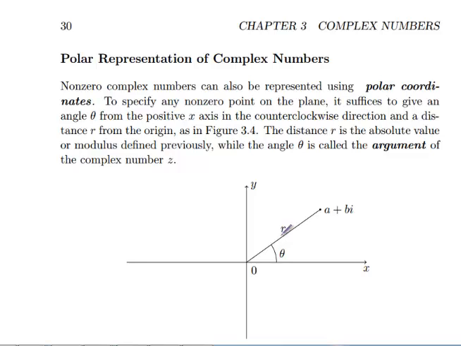r is called the absolute value or modulus. Okay, you get that from the Pythagorean theorem. The distance here is the square root of a squared plus b squared, and you remember that's how we define the absolute value of a complex number, as the square root of the real part squared plus the imaginary part squared. And this angle is called the argument, or complex argument, of this complex number.